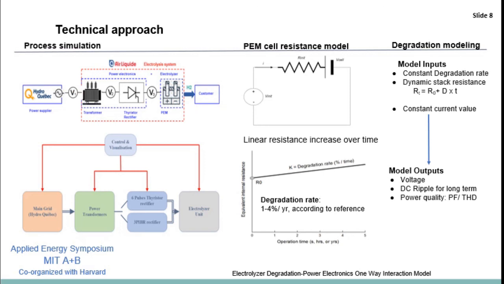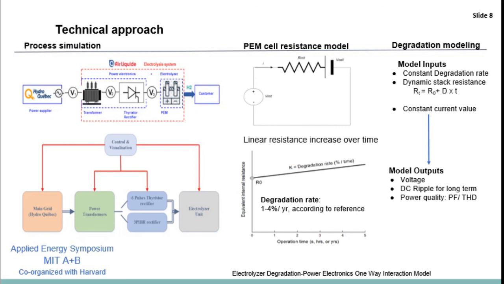Then based on the degradation knowledge, we understand the degradation rate for the electrolyzer is between 1% to 4%. Then we add a dynamic resistance to the numerical model. That means in our model, we have a constant degradation rate between 1% as a very ideal case, and 4% as a very, very bad case. Based on the dynamic resistance, we can study the system performance, including the voltage output, DC ripple, and power quality.